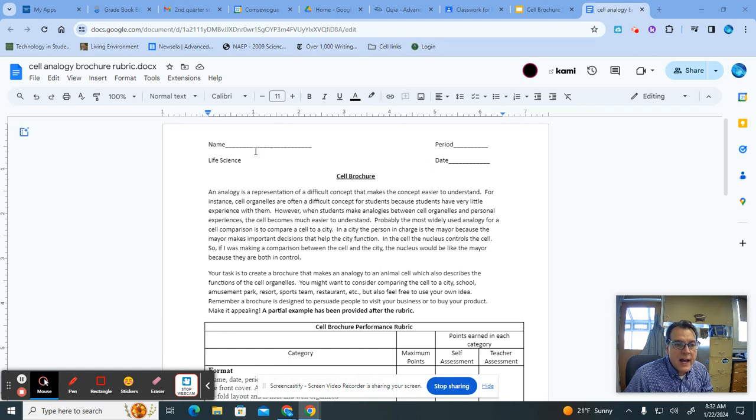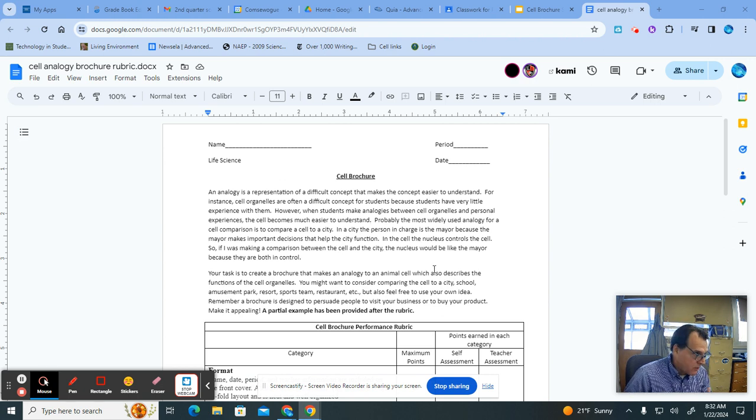So today you've been assigned a cell brochure assignment, and the idea is that we're going to be studying the cell, and you're going to create an analogy of the cell of your own. An analogy is when you compare something that you know to something that you don't know that well. And when you can do that, it makes it easier to understand.